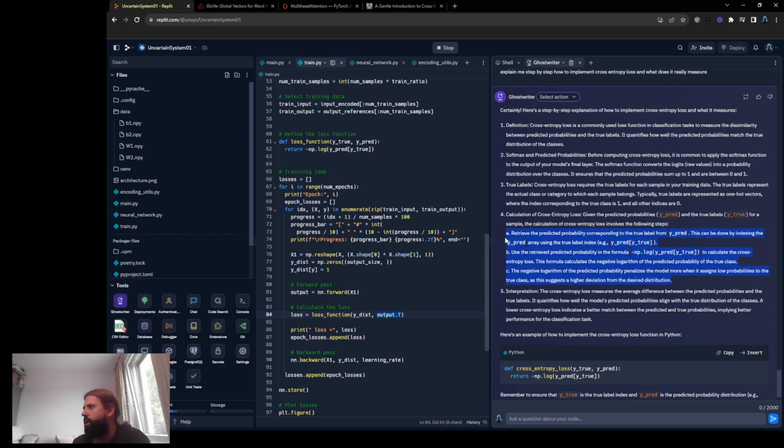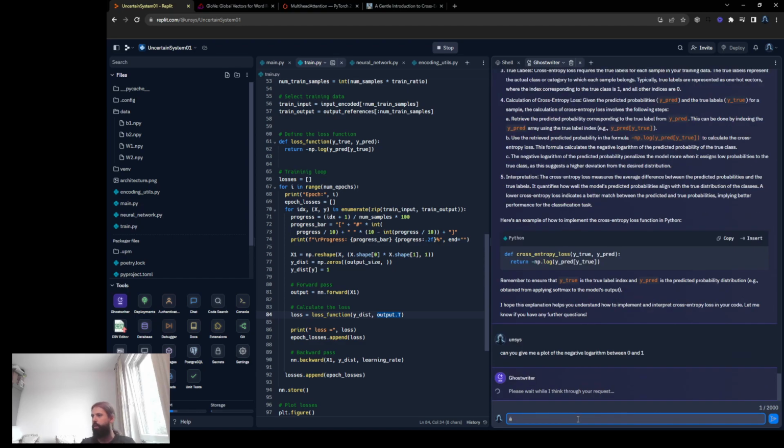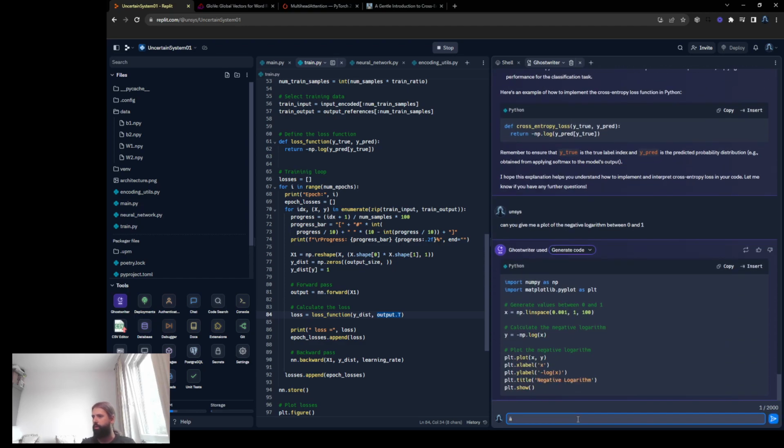So essentially, negative logarithm. Can you plot negative logarithm? Can Ghostwriter give me that? No, probably can't. Plot between zero and one. Although I don't think it can do this. It will give me code to do that.